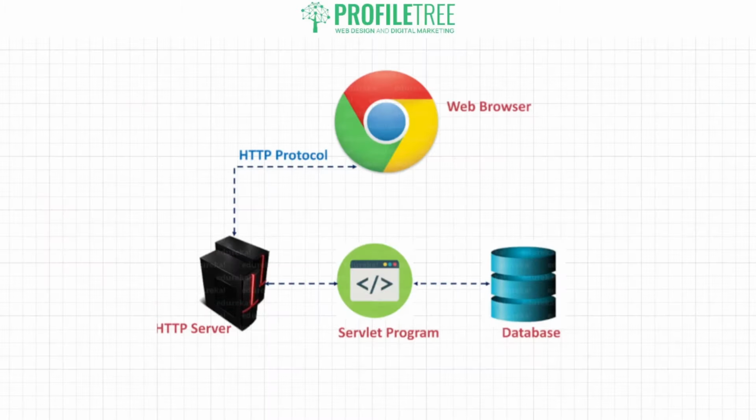Now, when a client web browser sends an HTTP request to the server, the servlet container, so that's Apache Tomcat, we'll use that as an example, intercepts the request and forwards it to the appropriate servlet based on the URL mapping specified in the web application's configuration. So that's more or less how it's working, as you can see. So web browser, HTTP protocol to the HTTP server, and then to the servlet program to the database.